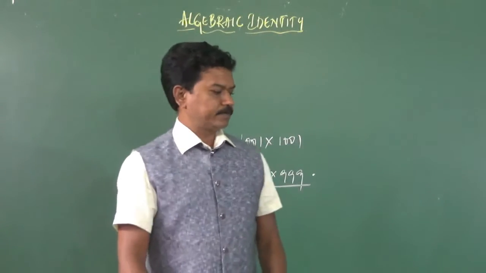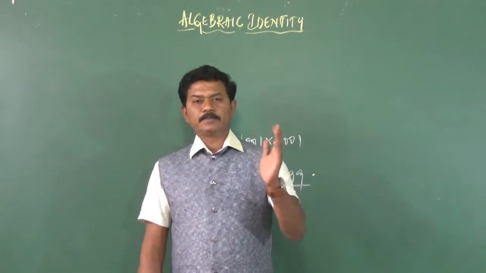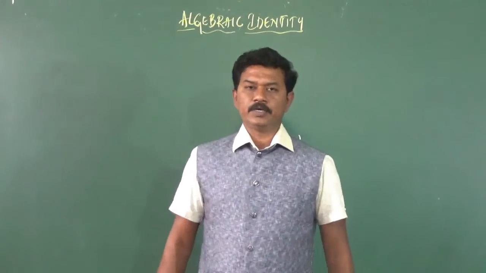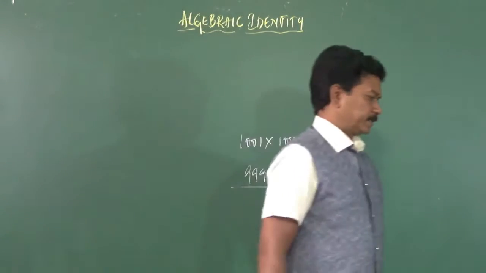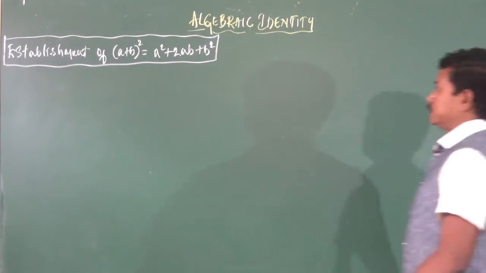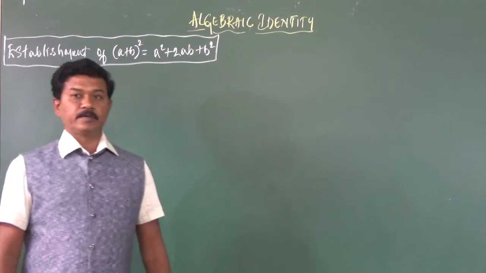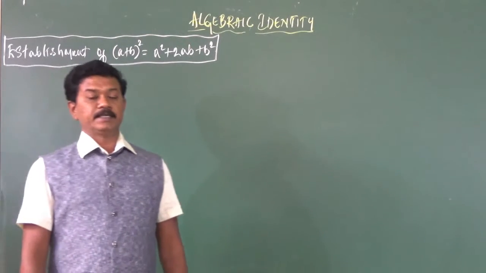So in the first step, we will go with the very famous entity, that is (a+b)^2 = a^2 + 2ab + b^2. Now let us get into the establishment of the most important entity, (a+b)^2 = a^2 + 2ab + b^2.